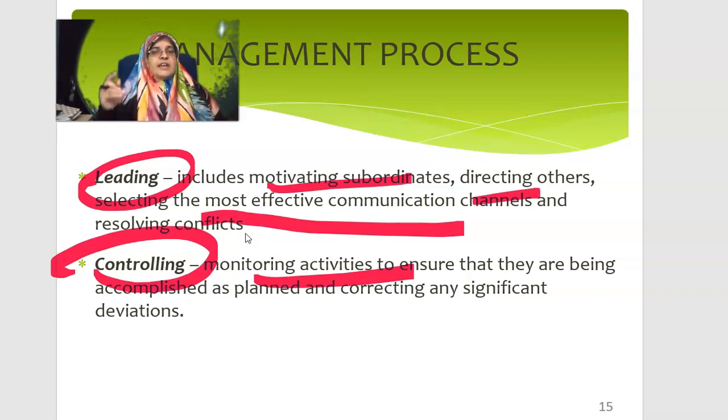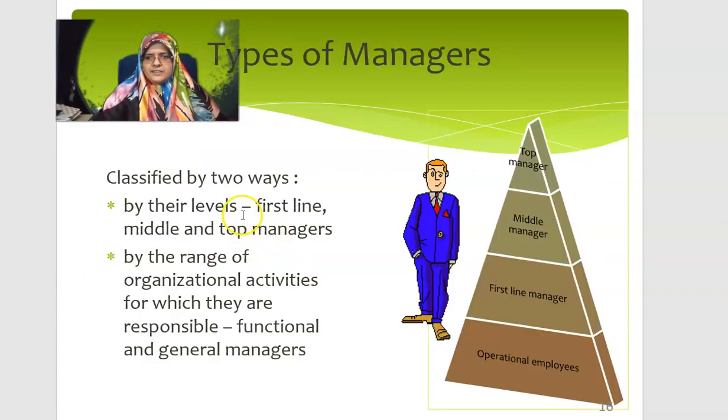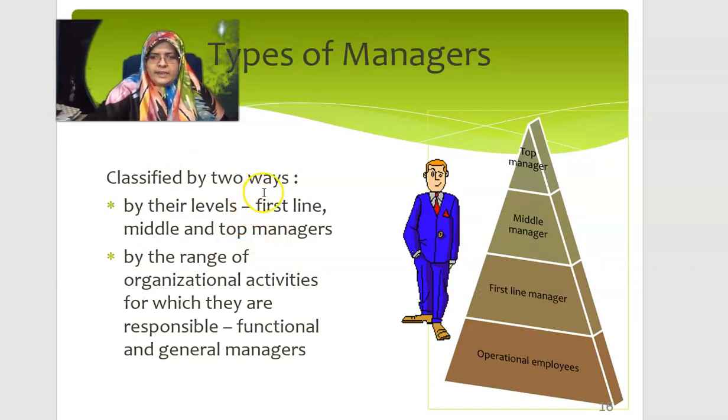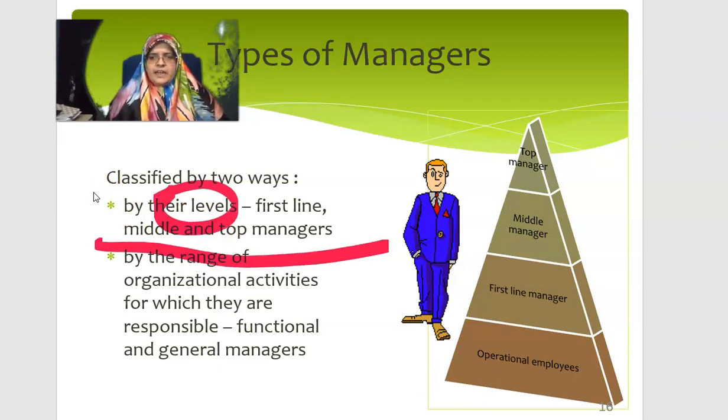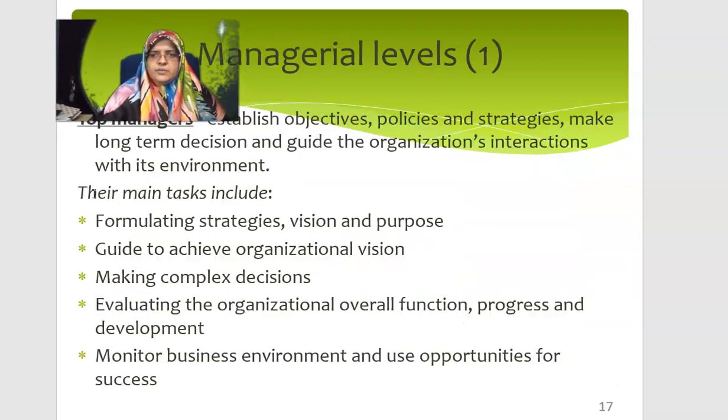We always listen to this, right? Learn from mistakes. Learn from mistakes. Pisang tak berbuah 2 kali. So that is control. Okay, right? So okay, next, types of managers. Kita will be looking at this kind of ways. Alright, first we will look at their levels. Okay, first line, middle line, top managers and operational employees. Okay, by the range of organisation, kita akan tengok bahagi pada this part, right, by their levels and by the range of organizational activities. Okay, right, so moving on to this one.